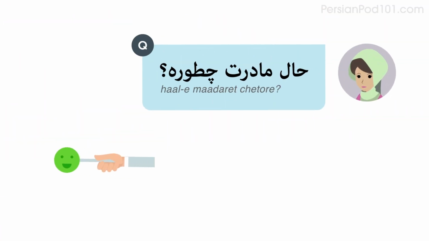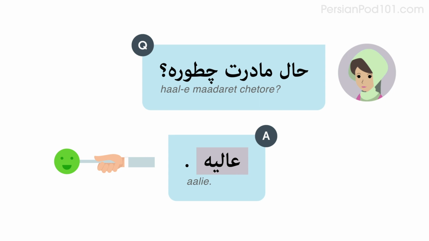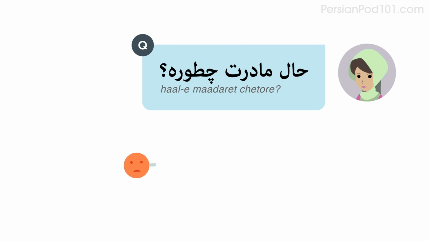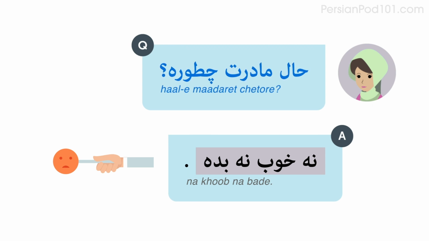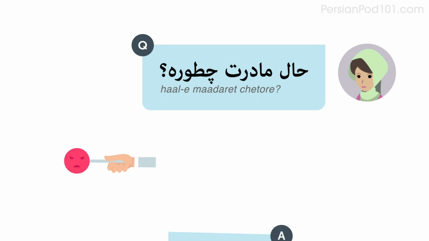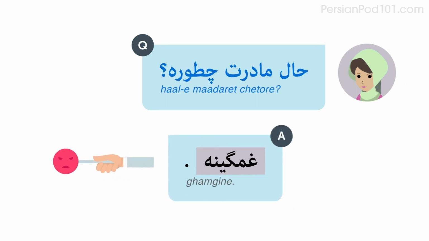Let's look at some examples. Listen and repeat or speak along with the native speakers. حال مادرت چطوره؟ عالیه. حال مادرت چطوره؟ نه خوب نه بده. حال مادرت چطوره؟ غمگینه.